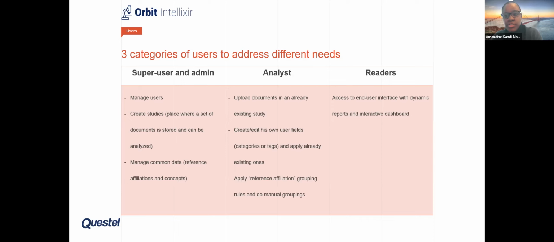It can be on the same topic. It can be your competitors. You define the topic. And the super user and admin will also be able to manage common data, so reference affiliations and concepts. So reference affiliations: the affiliations are the different entities, the different organizations. It can be a company, a startup, a university, a research center that are in the system.